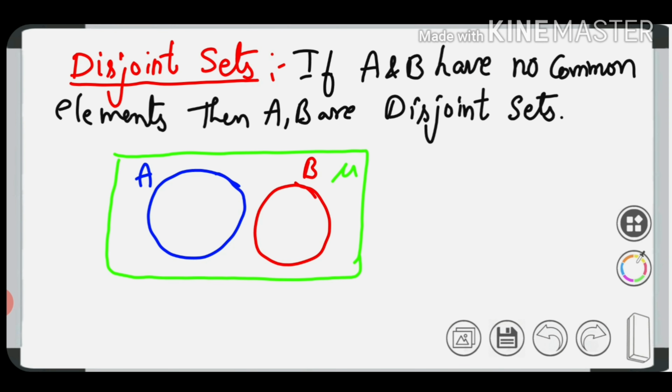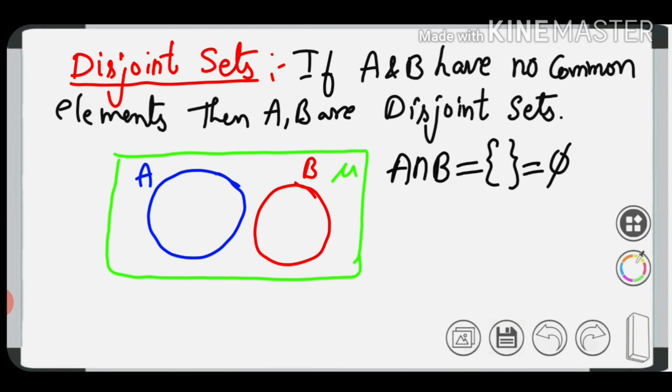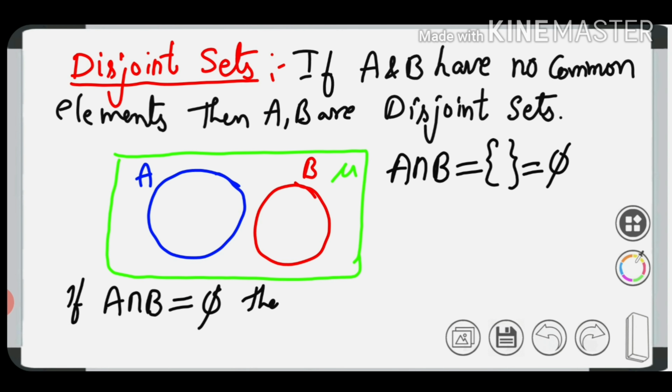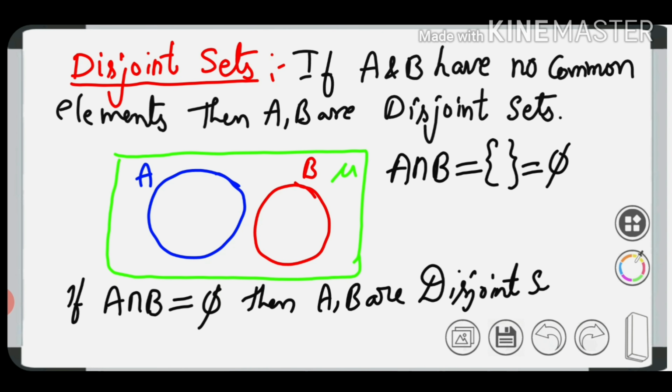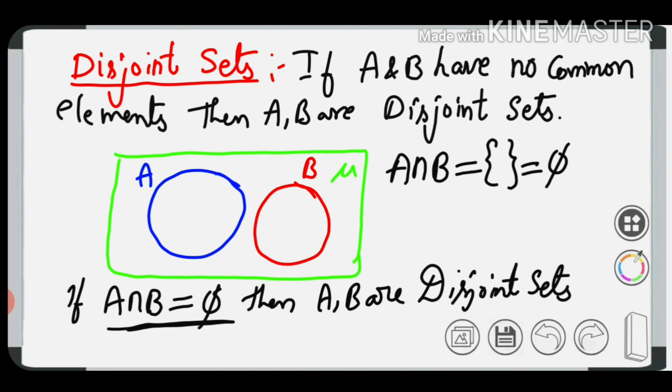If there is no common area, then we get that A intersection B is equal to the empty set, that is nothing but phi. So we can also define disjoint sets like this: if A intersection B is equal to phi, then A, B are disjoint sets. So if they ask the question, define disjoint sets, that means if A and B have no common elements, then A, B are disjoint sets. Or otherwise we can write, if A intersection B is equal to phi, then A, B are disjoint sets.